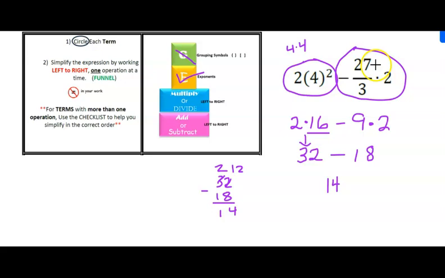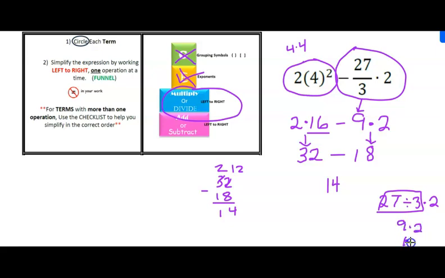You come up to this next term and we've got 27 divided by 3 times 2. So I don't have grouping symbols for that next one. I don't have exponents, but I'm here in this block. And it says work left to right. So we do division first. 27 divided by 3 is 9. And 9 times 2 is 18. Sometimes you'll see the 27 divided by 3 in this form, and again, we would do the division first and we would still get 18. But here they use the fraction bar.